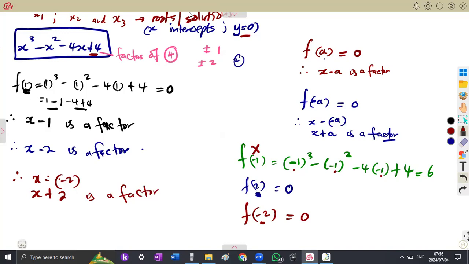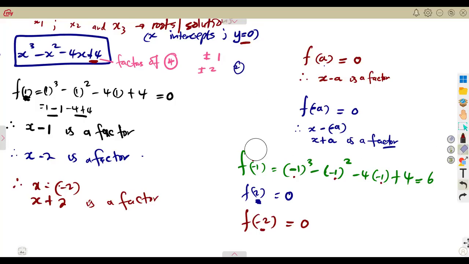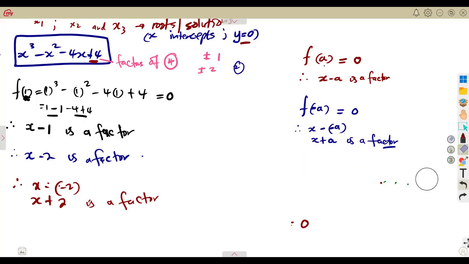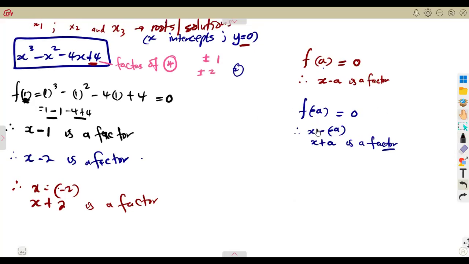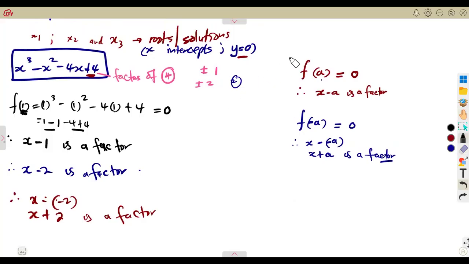Guys, I want you to see something. You substituted all these values and you obtained a 0. Guys, this is a cubic function. And what is it that you know about a cubic function? It must have 3 roots, 3 solutions, 3 values of x when you solve it. Remember, what we need here is to find the x values. The first one, x minus 1, is a factor. These 3 are factors, but these are not x values. So what are the x values?